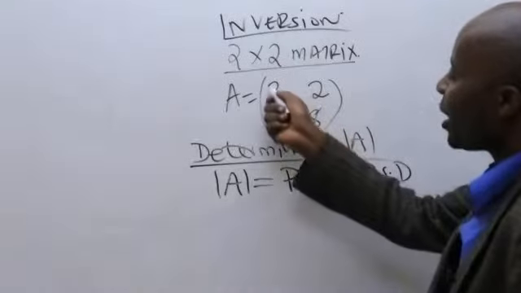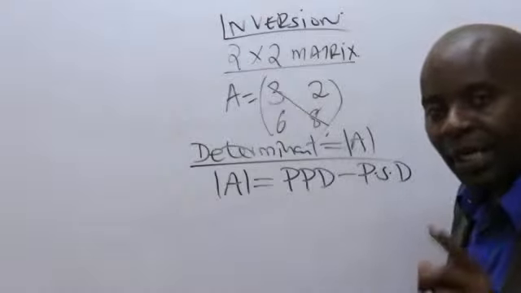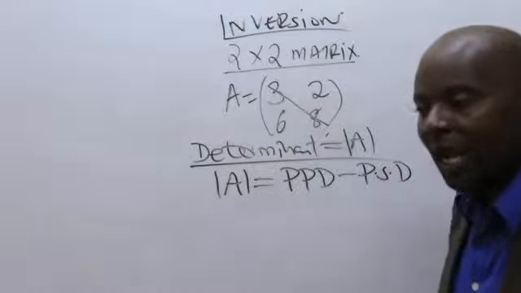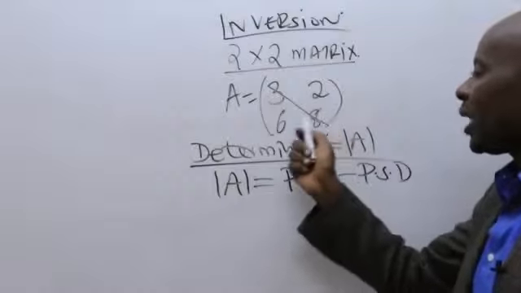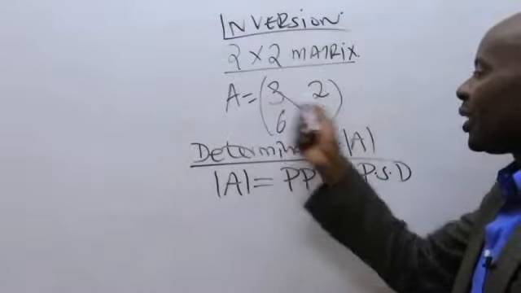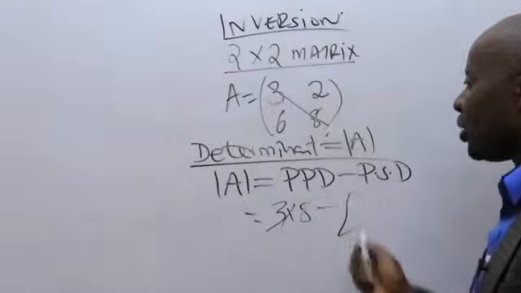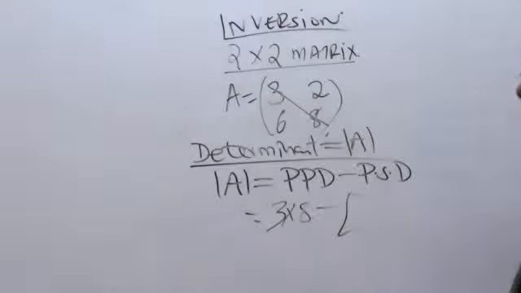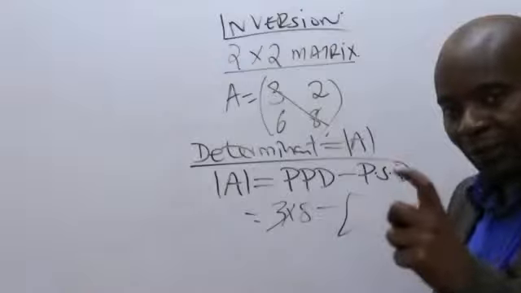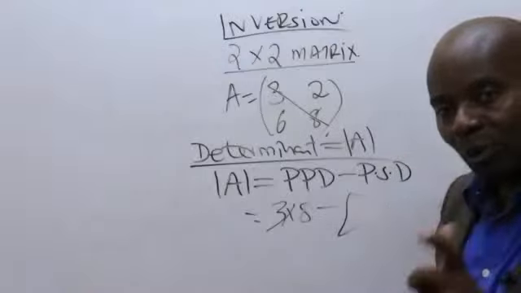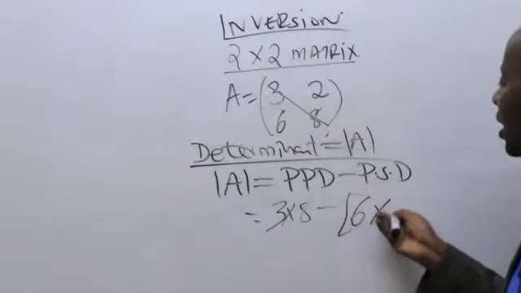This square matrix has got the primary diagonal. The primary diagonal is that diagonal that starts from the first element of the entire matrix, which is 3 times 8. Therefore, ladies and gentlemen, this will be 3 times 8 minus product of secondary diagonal. You must always put the secondary diagonal into perspective. The secondary diagonal elements must always be put in brackets. So product of secondary diagonal, what do we have? We have 6 times 2.